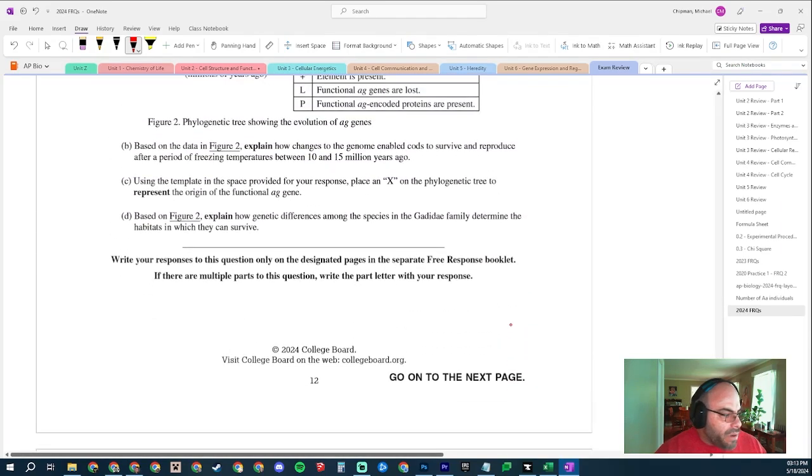Let's look at part D. Based on figure two, explain. So there's explain. Not only am I making a claim, but I'm going to justify my claim. Explain how genetic differences among the species of the Gadidae family determine the habitats in which they survive. Very simple, right? The genes code for phenotypes, and the environment acts upon those phenotypes to determine what is most fit. And so the organisms are going to be in the environment in which they're most fit, because the ones that they're least fit in, they're not going to be there. They've already died. And so the environment's going to act on phenotypes. Phenotypes are determined by the genes. This one wasn't too bad. We only got one more to go.